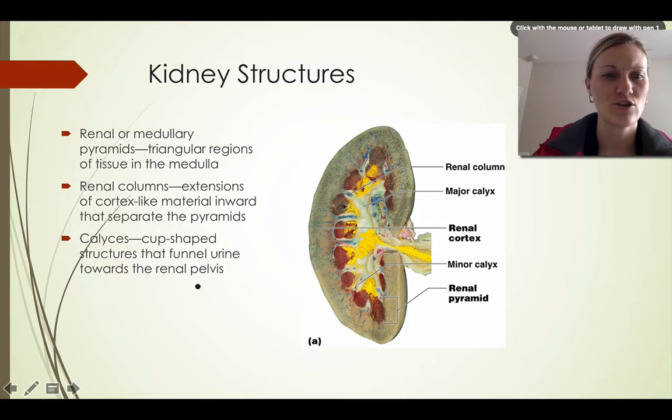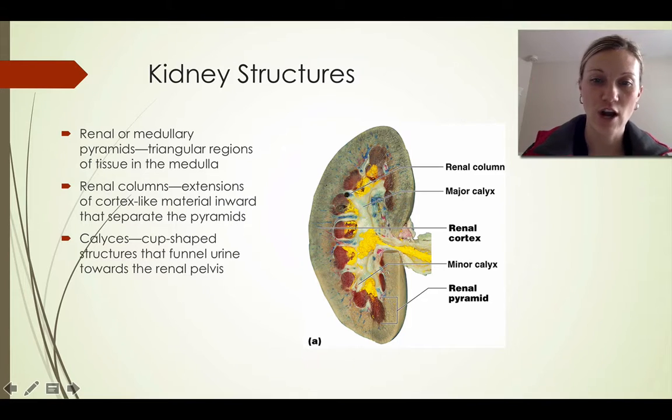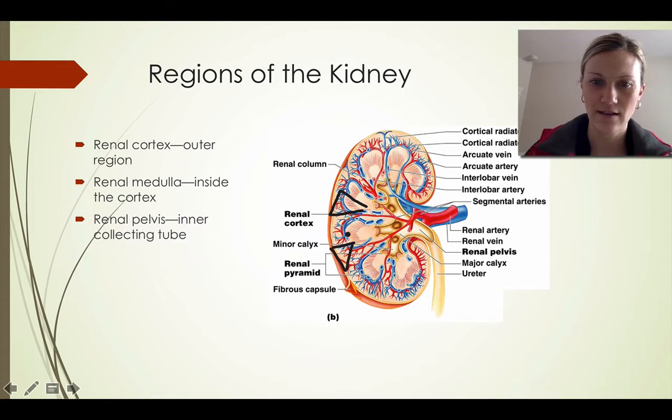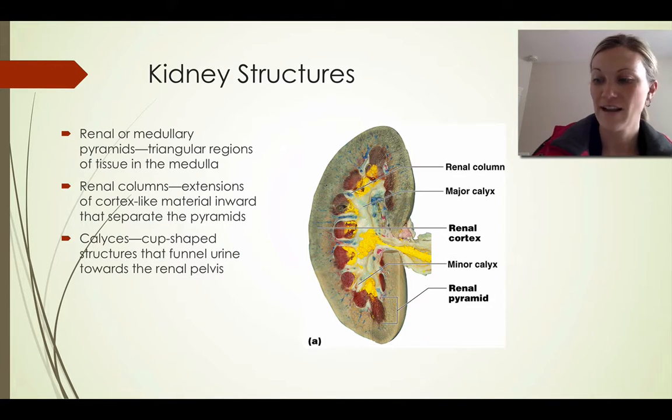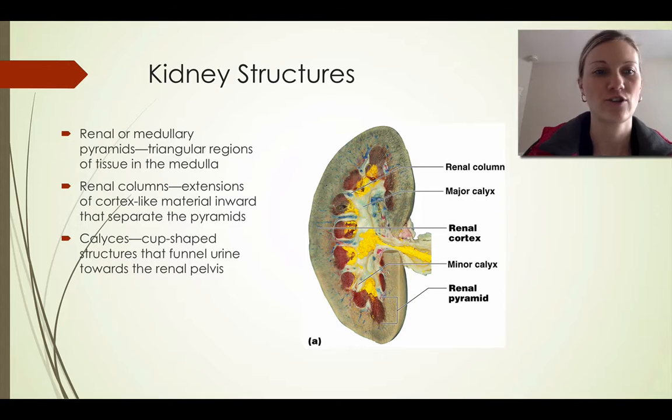In addition, you have the renal or the medullary pyramids. These are the triangle areas. So if you see here, you can see some triangles. And if I go back to that other diagram, I'll erase that, you can see those pyramids as well. So those pyramids in another picture. So these are the renal pyramids because they're triangularly shaped.